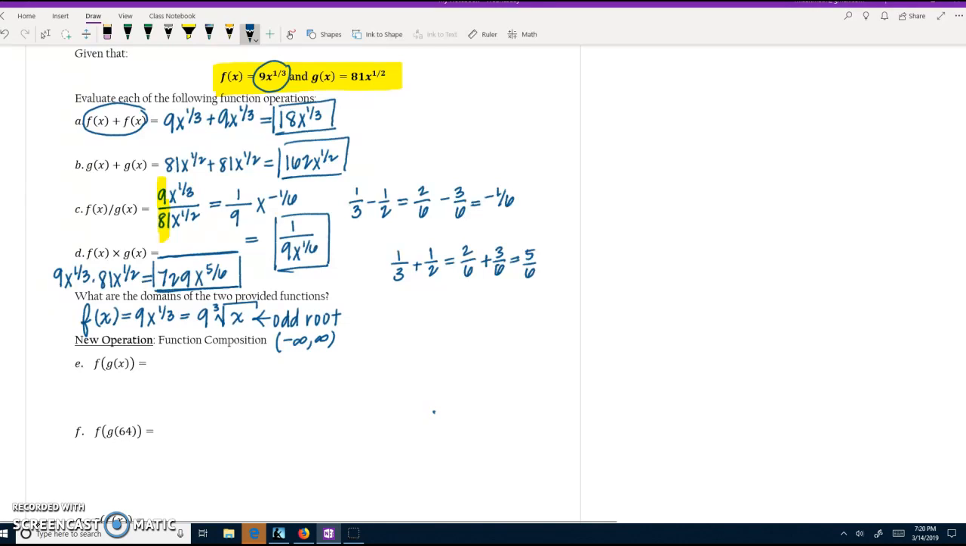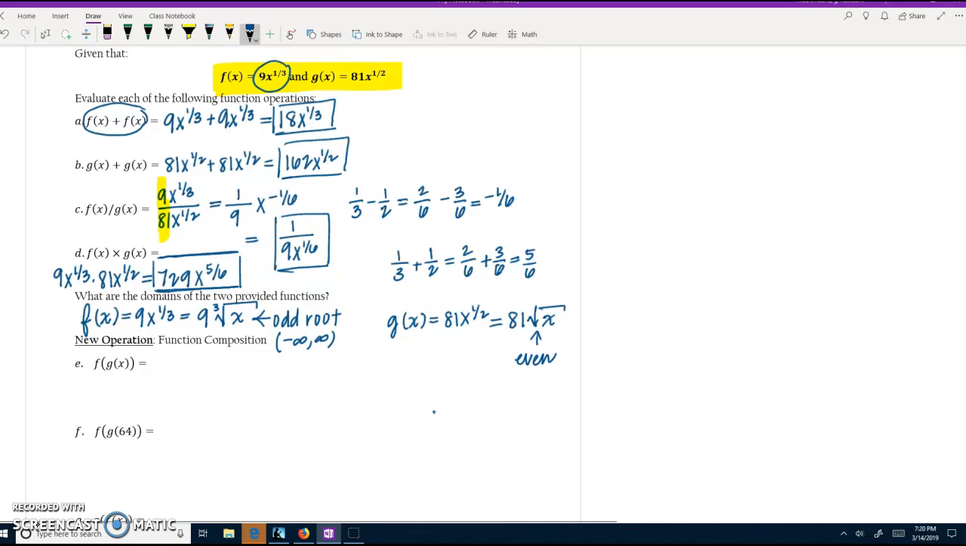That function, I can take any positive number, any negative number, and I'm going to get a real valued result when I plug it in. The other operation, though, g of x is equal to 81x to the 1/2, is the one that's a little bit of an issue, because if I convert this to be a square root, I'm going to have 81 times the square root of x, and square roots are even roots.